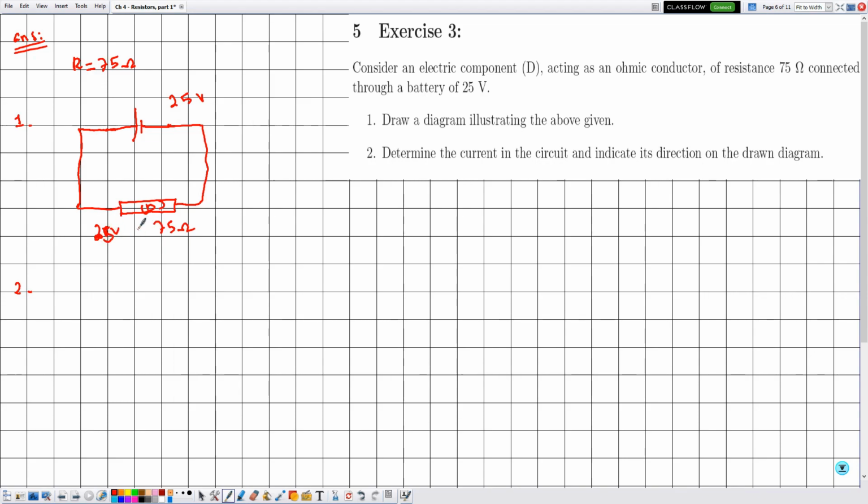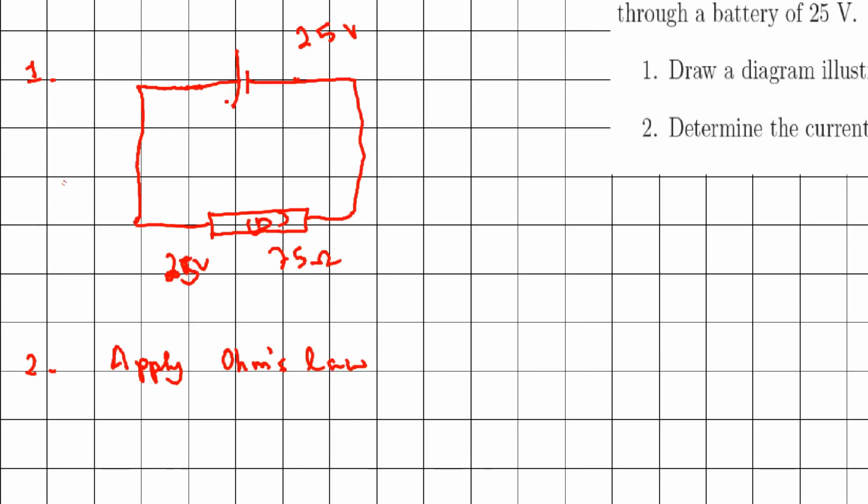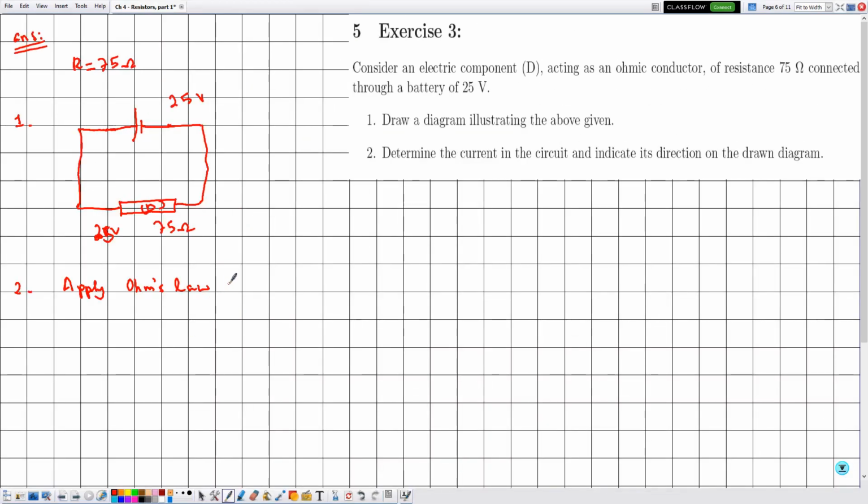Then what's the law that gives us the electric current knowing the voltage and knowing the resistance? This is given by Ohm's law. Then apply Ohm's law. Now here we have two electric components and they are given by the battery and the electric component D. We must be very careful that we are applying Ohm's law to the electric component D and not the battery. So apply Ohm's law to D.